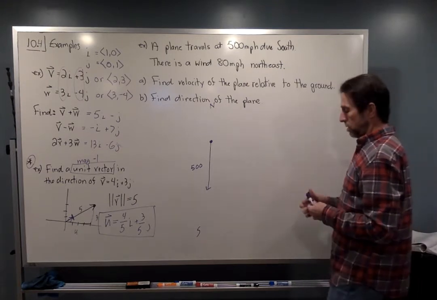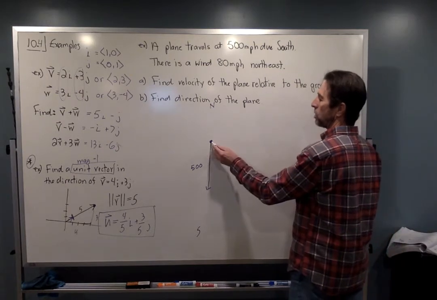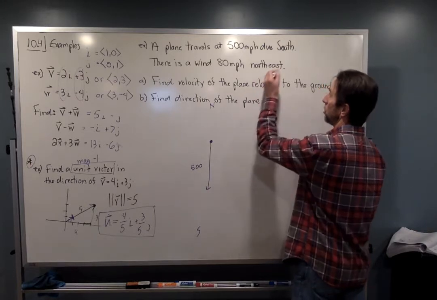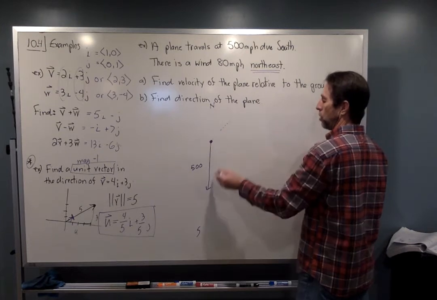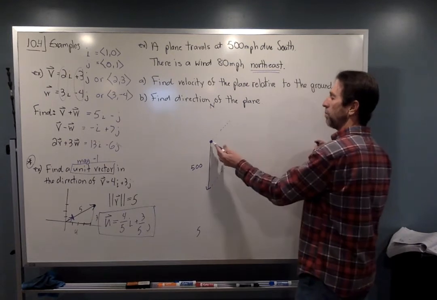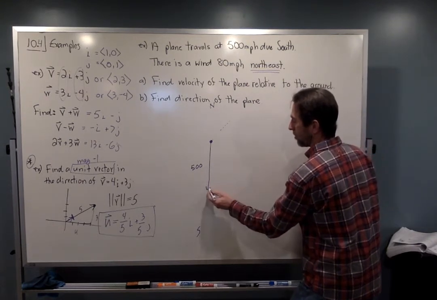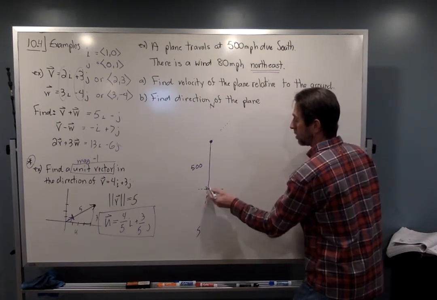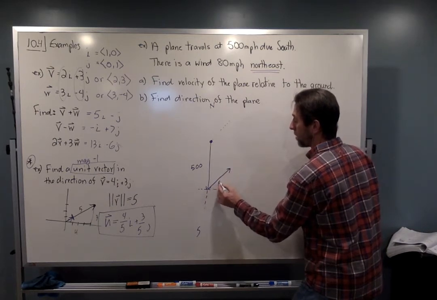Now, we can deal with this a couple different ways. I could put the 80 miles an hour northeast, which would be here at a 45-degree angle, because that's what northeast means. Or I could put it here. It really doesn't matter. A lot of people like the tip-to-tail method, so I'm going to put it here. I'll make it a little bit bigger than it should be, just so I have a better picture.